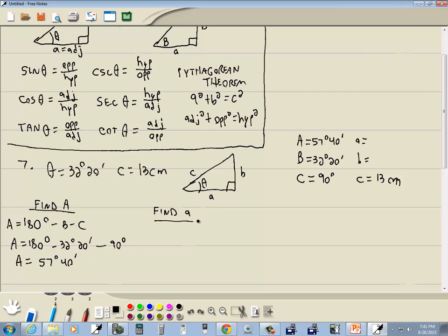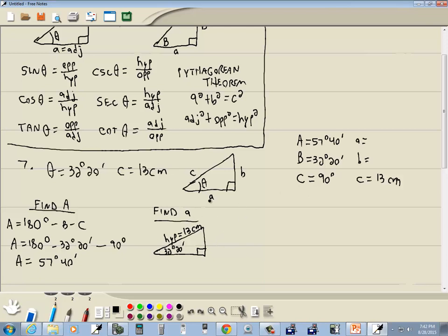Okay, let's find side A. Now, in terms of our angle here, let's draw the picture. This angle here is B, which was 32 degrees, 20 minutes. Now we're also given C, which is right here, which is the hypotenuse. So they're specifically telling us the hypotenuse is equal to 13 centimeters.